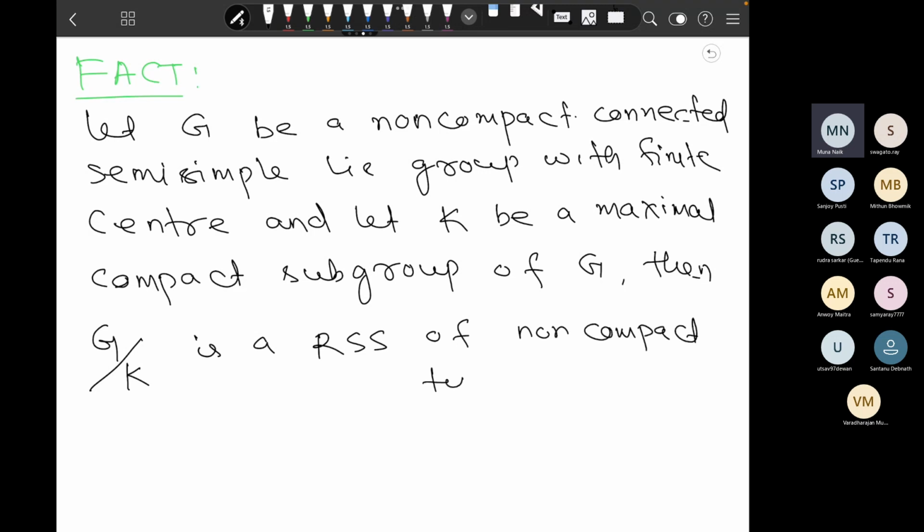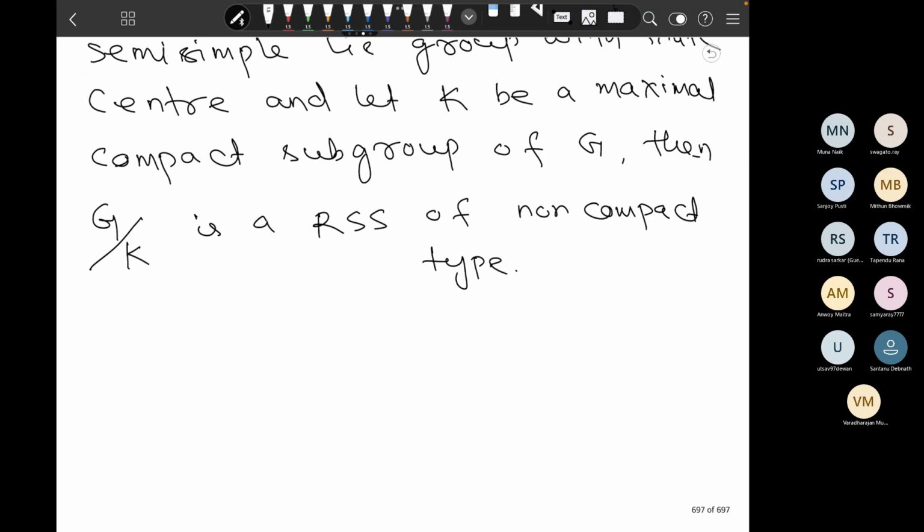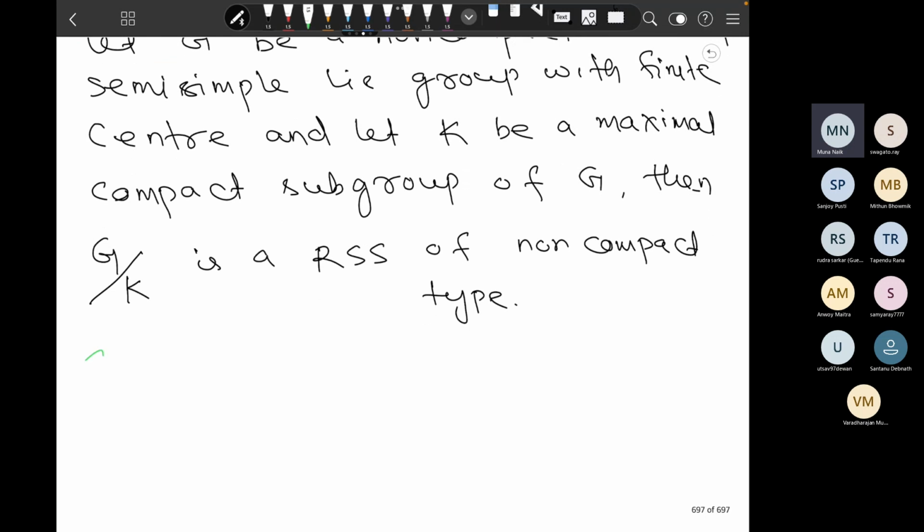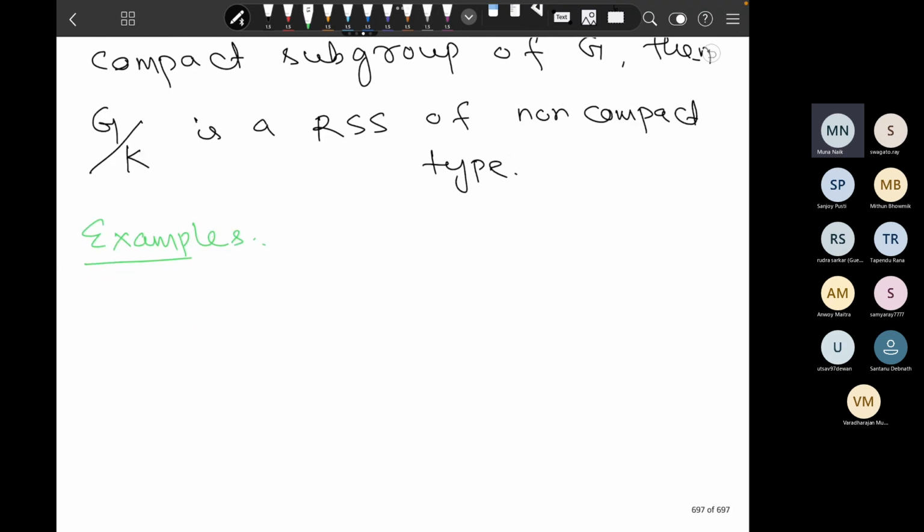So you need a little bit of the theory of semi-simple Lie algebras to prove this result. If G is a semi-simple Lie group, then you have a semi-simple Lie algebra. Then at the Lie algebra level there is a Cartan decomposition, and you use some theory to prove this. So if you accept this fact, then you can produce more examples of Riemannian symmetric spaces of non-compact type.